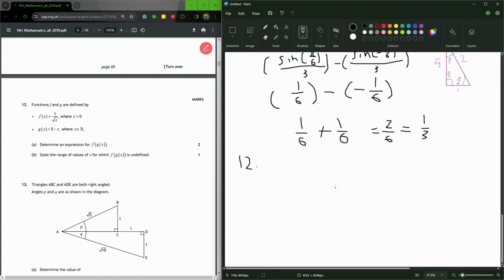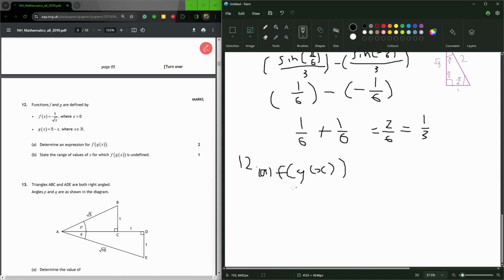So start with A. Determine a function for this nested, this composite function we call it, where we get two functions and slam them together. They're defined by f equals 1 over root x, and g equals 5 minus x. The SQA are very particular about these ones for some reason. They really like you to lay them out this way.